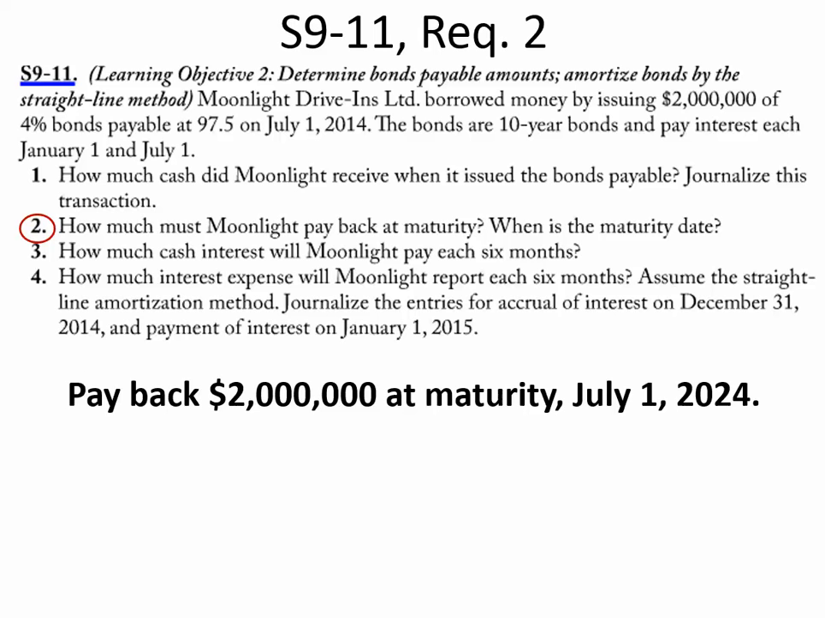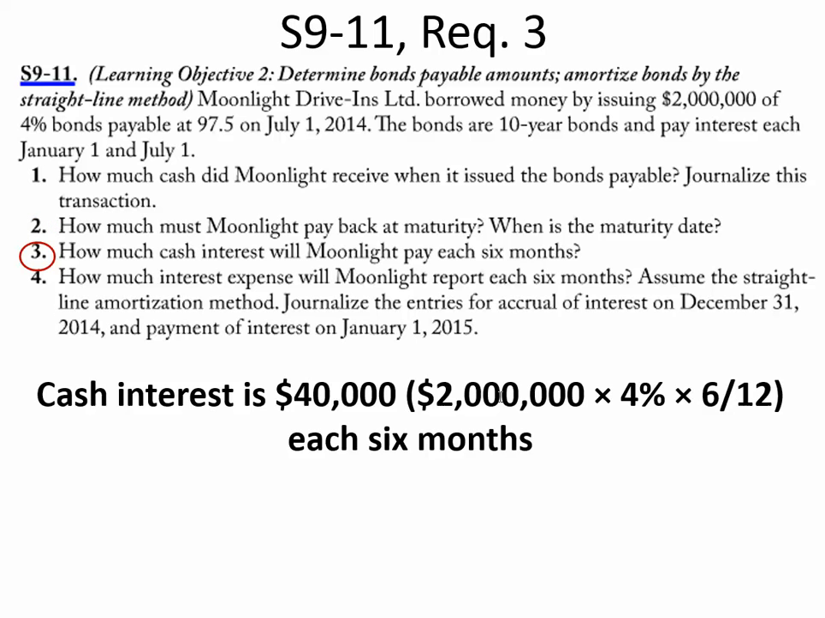Then question 3, how much cash interest will Moonlight pay each 6 months? Okay, so for cash interest, what we're going to do is we're going to take the face value of $2 million times 4% times 6 months divided by 12. So what we're doing there, 2 million times 4% annual rate times 6 months out of 12. Every 6 months, so 40,000. We could have said, let's take 2 million times 2%. We could take 2 million times 4% times 1/2. They're all equivalent.